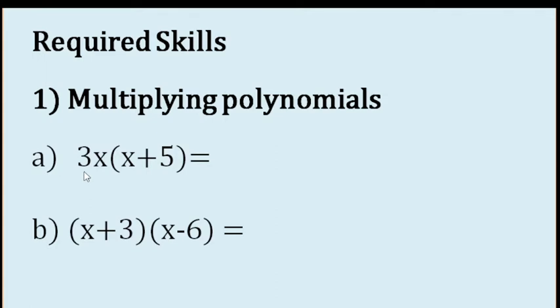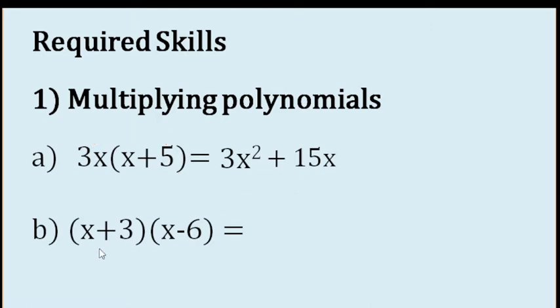If we are going to multiply 3x times the quantity of x plus 5, we have to apply the distributive property of multiplication. This means we multiply first 3x times x, that gives us 3x squared. Then after that we multiply 3x times 5, which is 15x. So this is the answer.